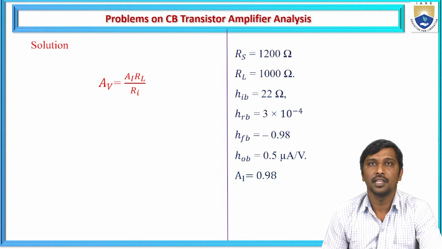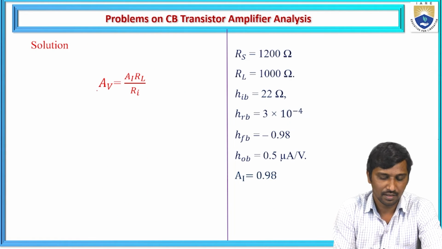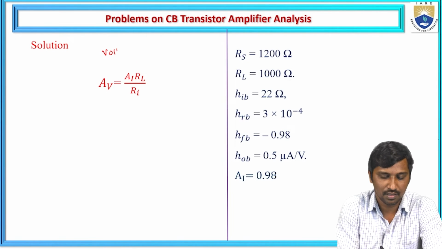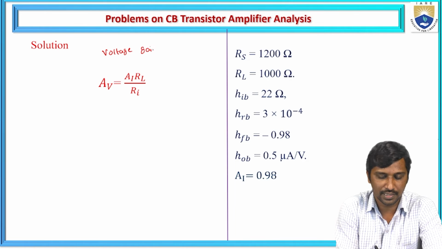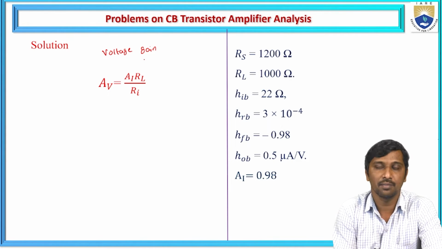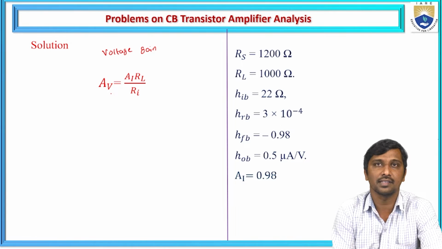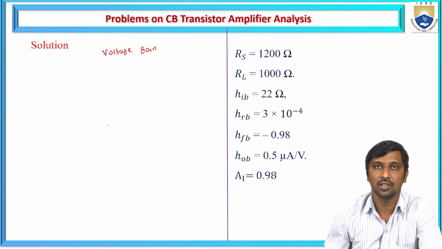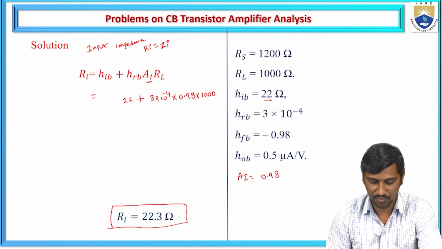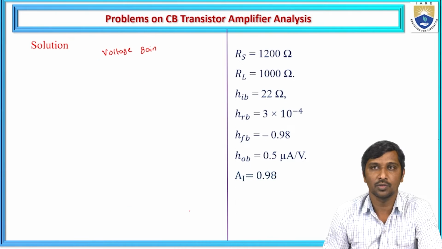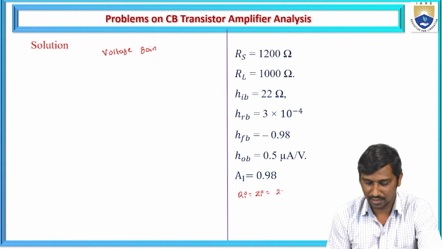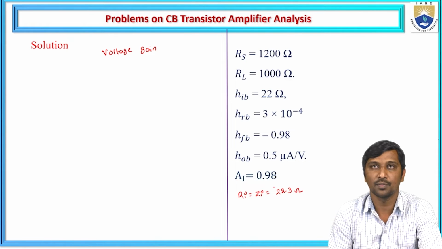Now similarly, we need to observe the voltage gain. Now we are going to calculate this voltage gain. According to the h-parameter analysis or a small signal model analysis, the voltage gain is represented as Ai times RL by Ri. So just now we got this Ri value. What is the Ri value? Ri value is 22.3 ohms. Hence, I consider this Ri, or it is also called Zi, that is 22.3 ohms.